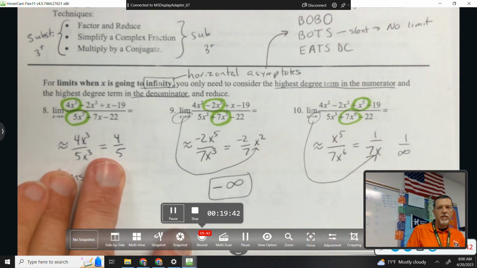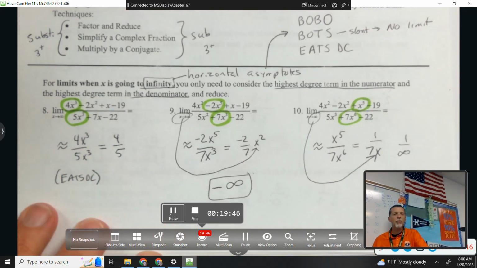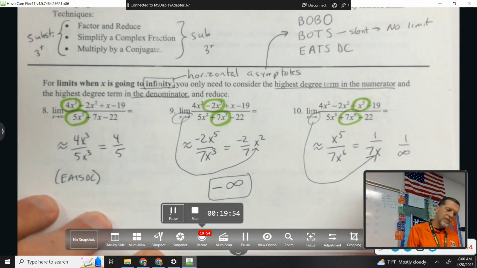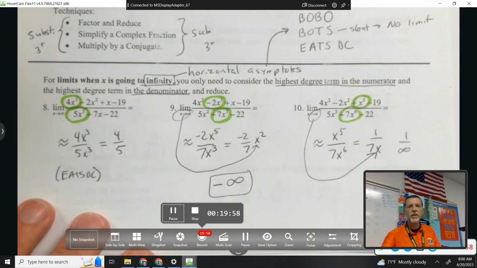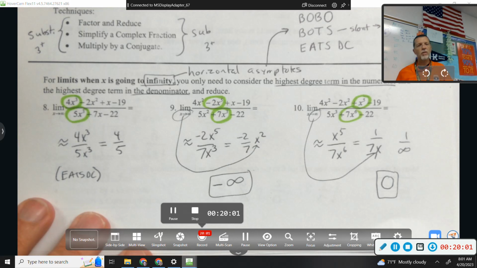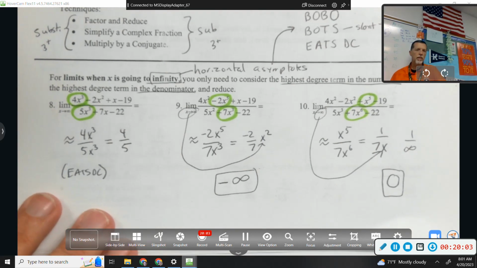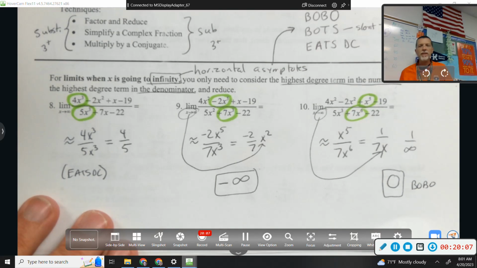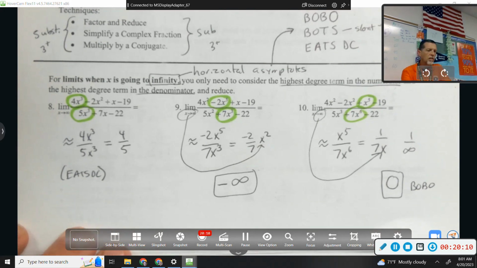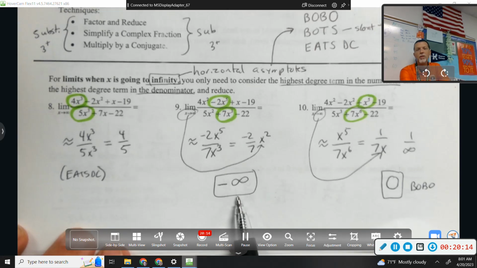right, if you take your $1 in your pocket and you divide it up equally among everyone in the world, how much does everybody get? Roughly 0. If you're going to divide up all the money you have among everyone in the world, pretty much everyone gets 0. That's the Bobo case if you want to stick with the Bobo bots eats DC. Bigger on bottom, 0. Bigger on top is a slant asymptote, so it doesn't approach anything.